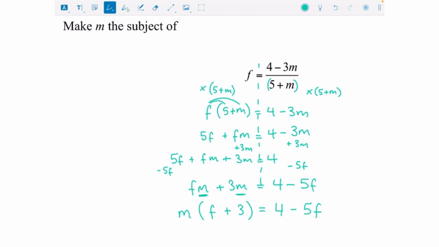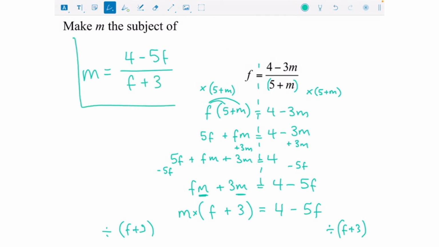So now to get the m on its own, this m is being multiplied by the bracket. So now we're just going to divide both sides by the bracket f add 3. So our final answer is m equals 4 minus 5f all over f add 3. And we can take it out of the bracket now because you can see it, or you can leave it in. It's entirely up to you. So that would be our final answer.